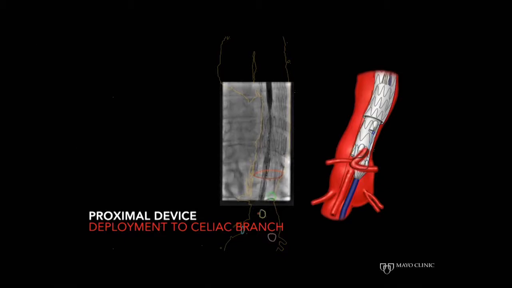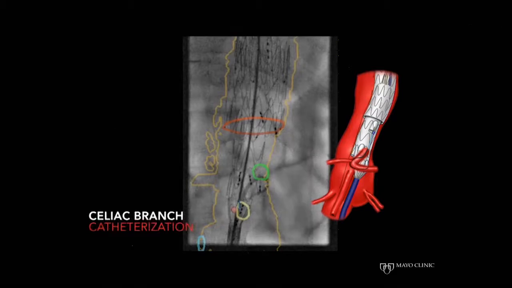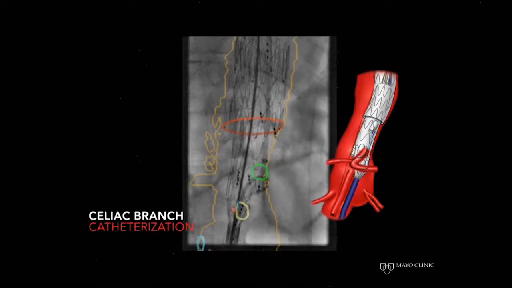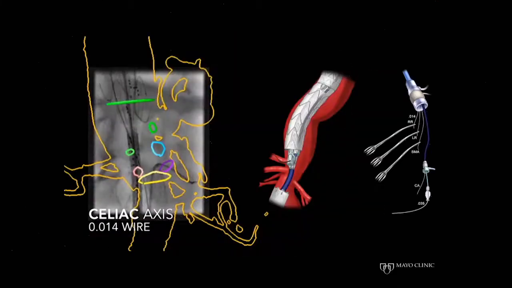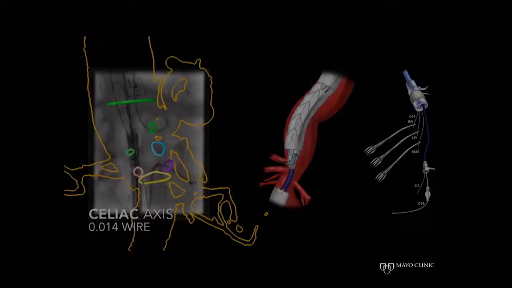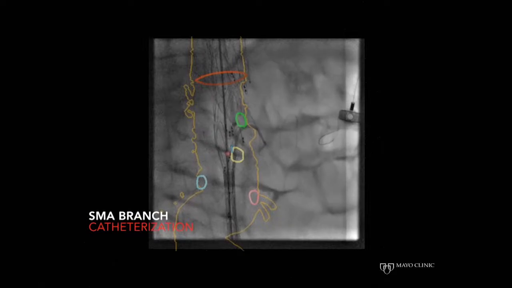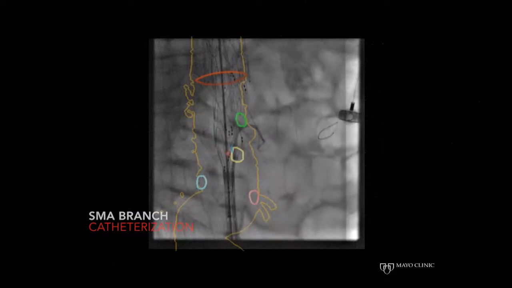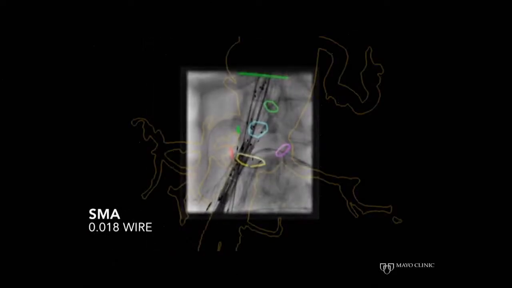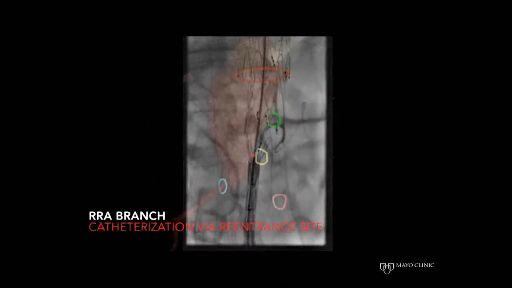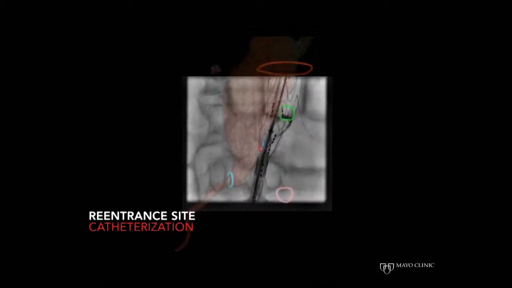Now we do sequential deployment of the device. First, the device is released up to the level of the celiac branch. The sheath is then advanced to the celiac branch, and a buddy catheter is used to selectively catheterize the celiac axis, marked here with the green ring. Once the celiac is catheterized, a 0.018 wire is left in the celiac axis, and the same process is repeated now for the SMA.